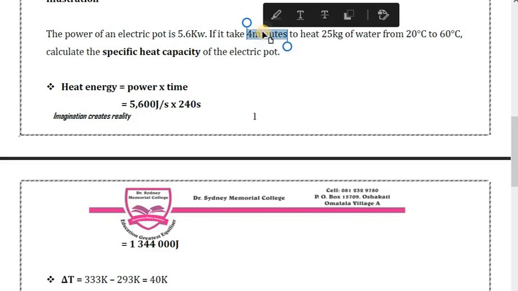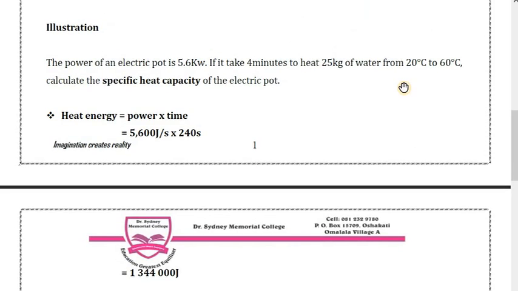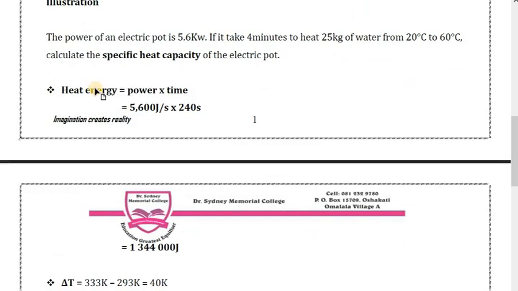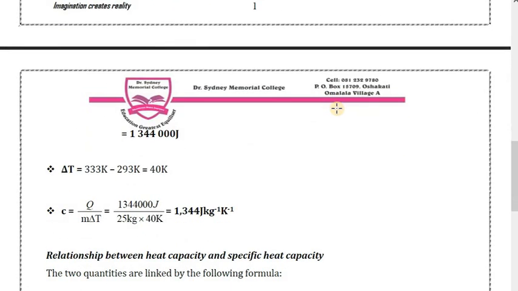So you simply convert your 4 minutes to 240 seconds. Where did we get the 240 seconds from? You know that each minute has 60 seconds in it, so you multiply by 4. And that's how you get to this point, where you're just looking for Q, the heat energy. So you say 5,600 joules per second multiplied by 240 seconds. That equals 1,344,000 joules.